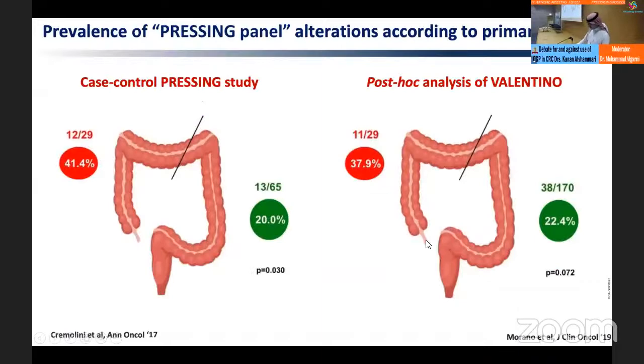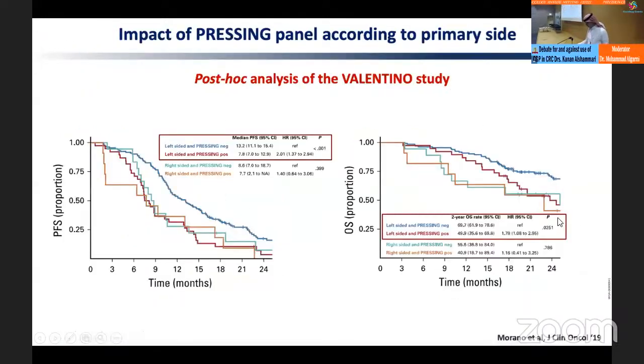Let's look at the sidedness topic more carefully. So this was the initial pressing NGS study. Left-sided patients actually equated to 20% having this NGS positive to a resistant mutation that is predictive of non-response to EGFR monoclonal antibody. Also, the post-hoc analysis of Valentino also found 1 out of 5 patients having pressing positive NGS. Let's look at the post-hoc survival analysis of Valentino and look at the sidedness data.